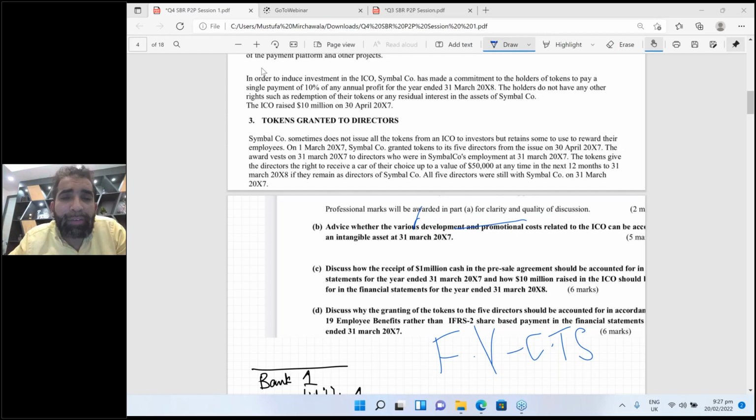One more thing you have to write about an intangible asset is the life, whether it is finite life or indefinite life. If the life is finite, then you have to amortize, you know this. And if you conclude that the life is indefinite, then you have to prove on what basis you decided that this life is indefinite.